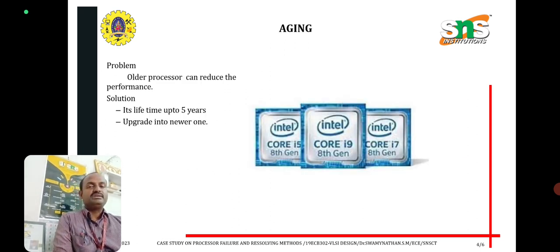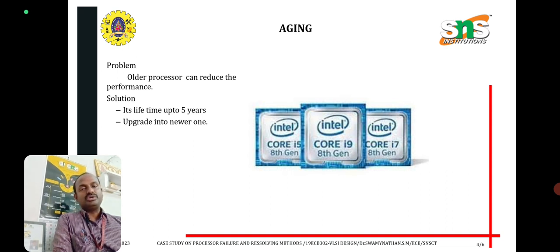Next, aging. What do we mean by aging? Aging means an older processor can reduce the performance. Suppose we are now using the i9 processor, that is the Intel Core i9 processor, 8th generation. Based on Moore's law, every 18 months the chip size will be doubled. So we need to update the processor from i5, i7, i9. If it is increased, then i11 also we are going to implement.